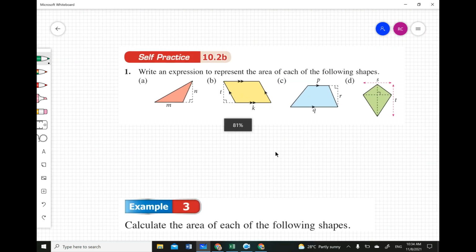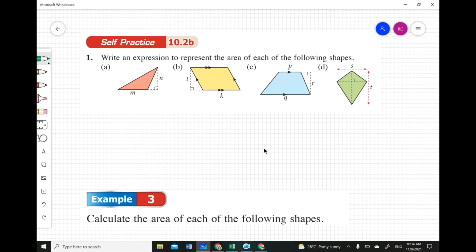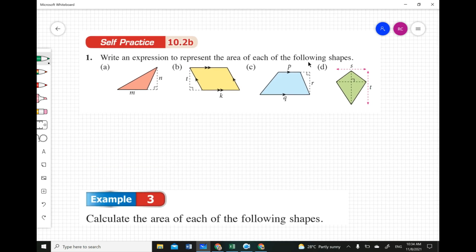Self-practice 10.2b. Write an expression to represent the area of each of the following shapes. We just need to write the expression to represent the area. So first one, I assume the area as A. What is the area to get the area of the triangle? This one.